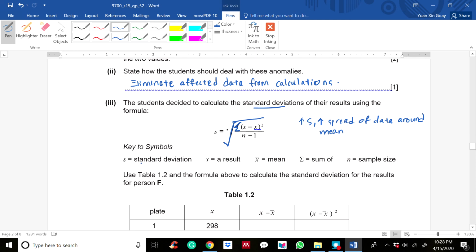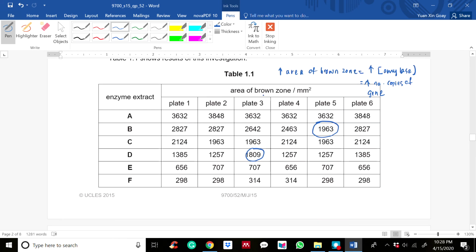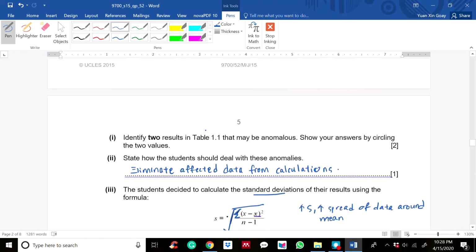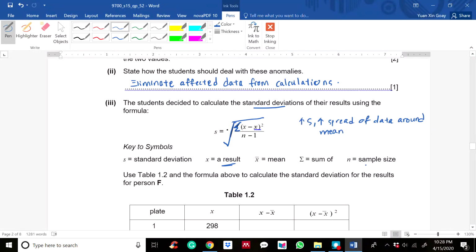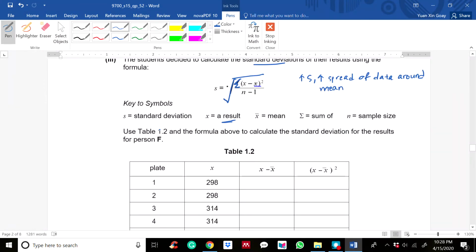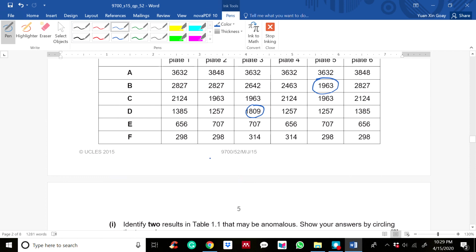Key to symbols. S is standard deviations, x is a result. Now this means the area of brown zone, or also means the observations. x bar is the mean. This is sum of, and n is sample size. Use table 1.2 and the formula above to calculate standard deviations for the results for person F. So we will look into only person F here.